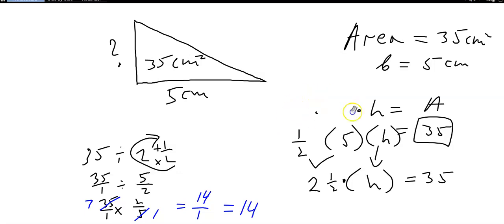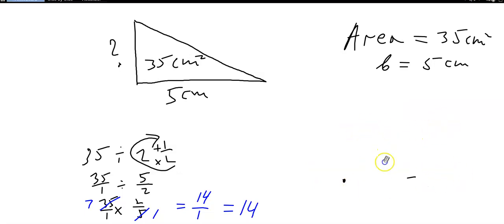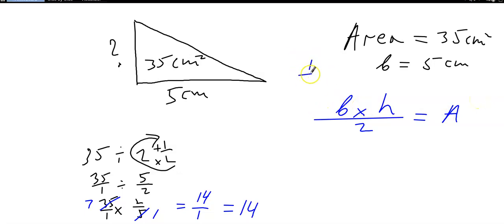Let's erase this work and see if we can get an answer a different way. So our other choice of doing this problem is multiplying base times height and then dividing the answer by 2. Remember, base times height and then divided by 2 gives you area. I'm going to use this instead of doing half times base times height to give us area. This was option number 1. Now we're going to do option number 2. Base times height divided by 2 gives us area.